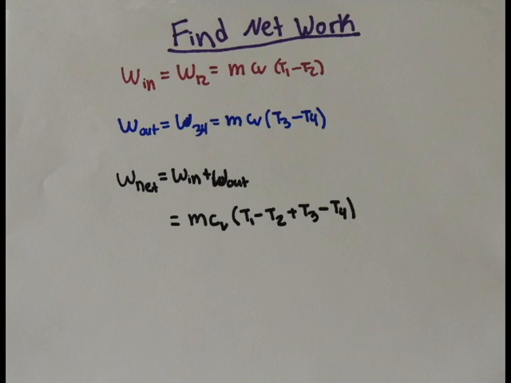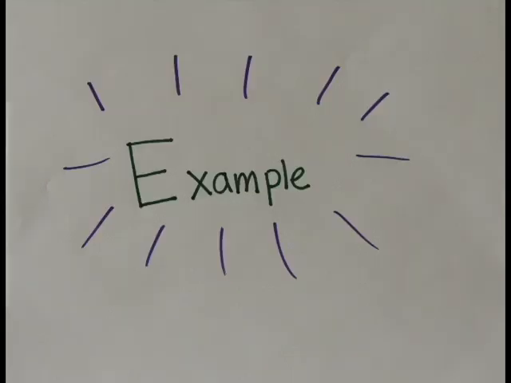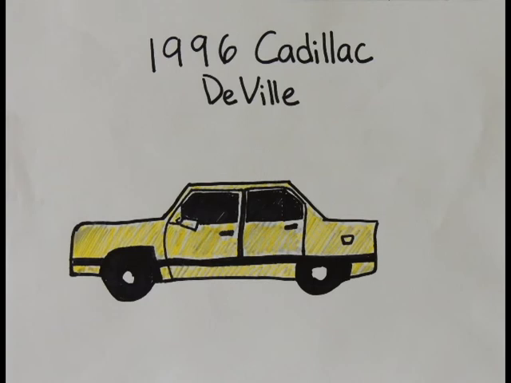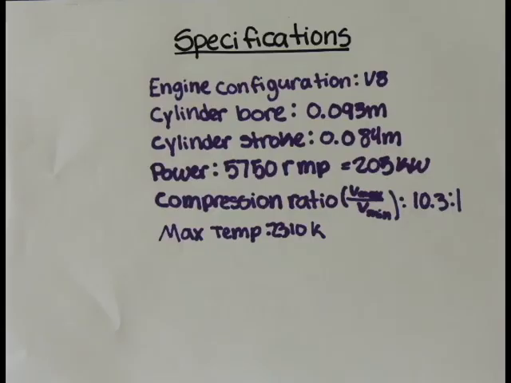Now that we know how to find work, let's do an example to find the power produced by an actual car. The car that I'm going to find the power for is my first car, a 1996 Cadillac DeVille. Online, you can find all the specs necessary for finding the power of an engine. We need the engine configuration, the cylinder bore, the cylinder stroke, the power so we can compare our results, and an RPM, which we will use in our calculations.